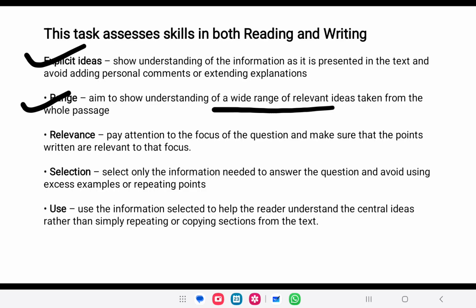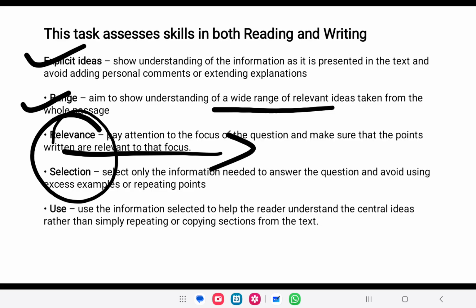I'll show you how to extract the ideas. Then relevance. For me, relevance is the most important thing. You have to pay attention to the focus of the question. You will understand, like if your question is about the advantages of working hard, let's say, or the disadvantages of not paying attention, anything like that, you will look for such ideas.